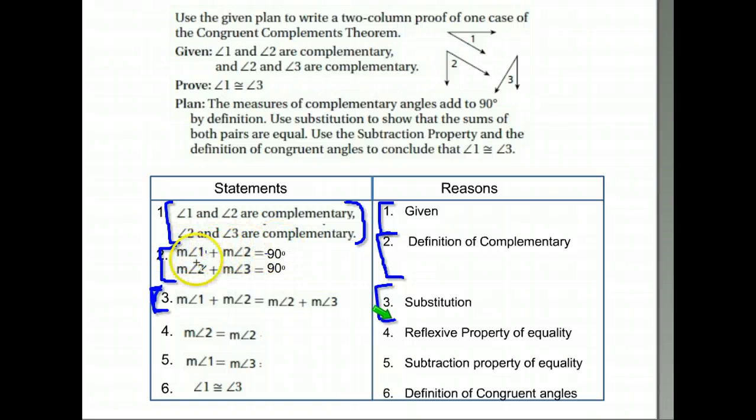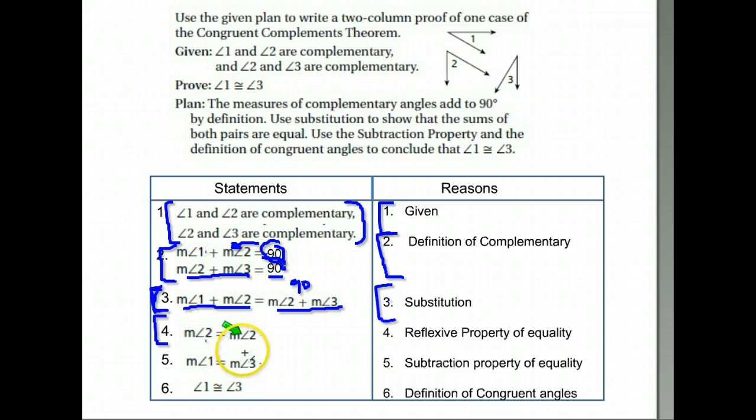So basically what we did is we said, well, angle 2 plus angle 3 is 90, okay? And I know 90 is the same as angle 1 plus angle 2. I can replace the 90 with what it's equal to. So that gave us angle 1 plus angle 2 on one side, and instead of 90 over here, we had an angle 2 plus angle 3. That is called substitution.